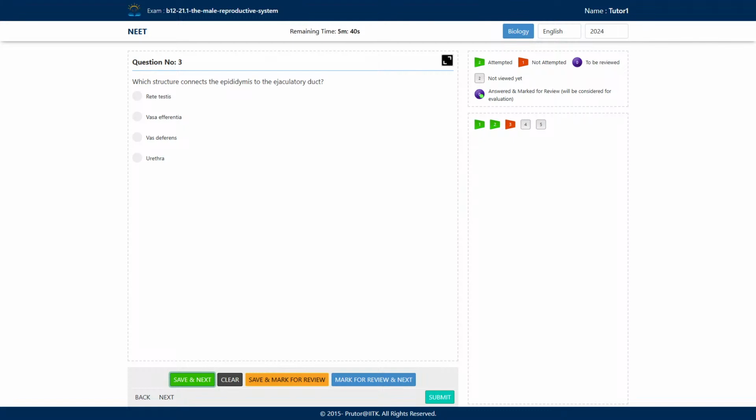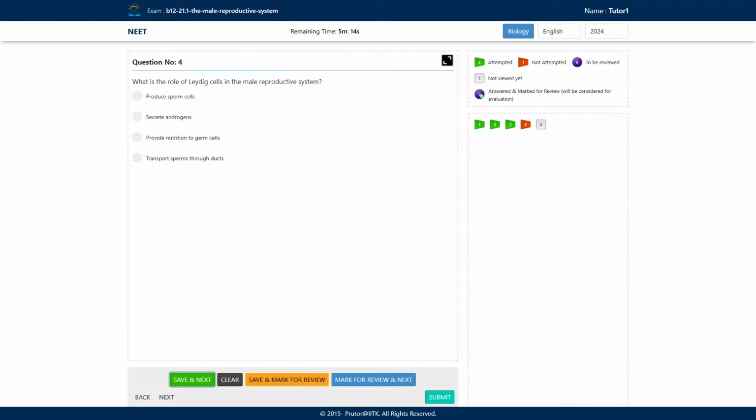And the vas deferens is connected to the duct coming from the seminal plasma. Okay, so the duct coming from the seminal vesicle connects with the vas deferens and forms the ejaculatory duct. So here the correct answer will be option number C, vas deferens.